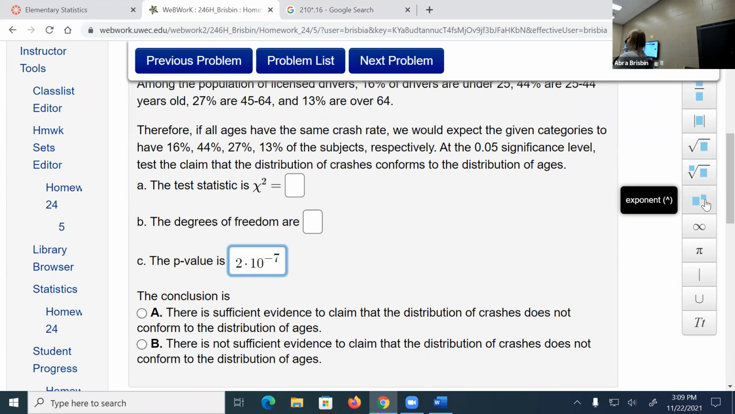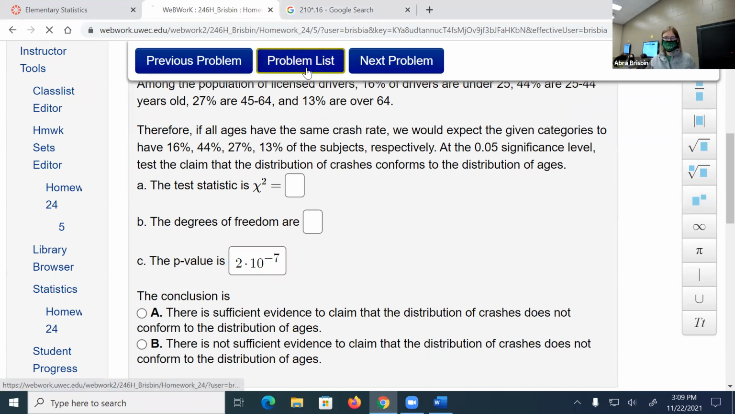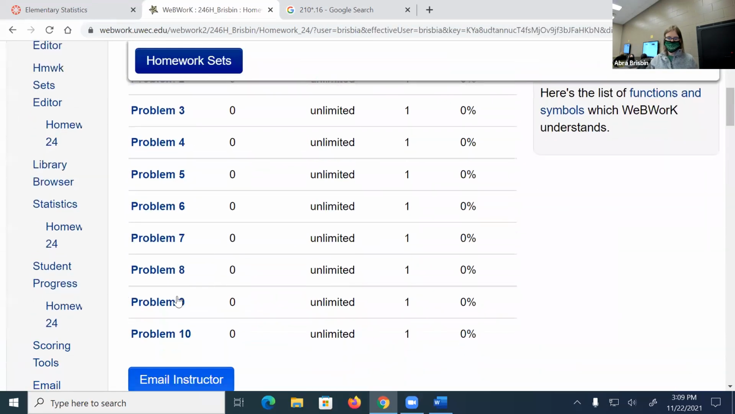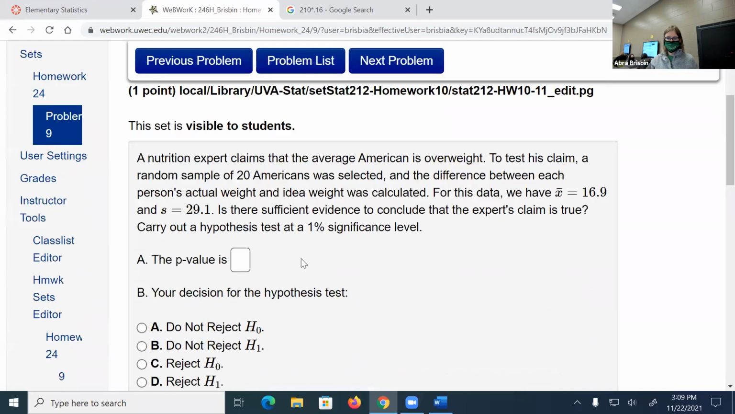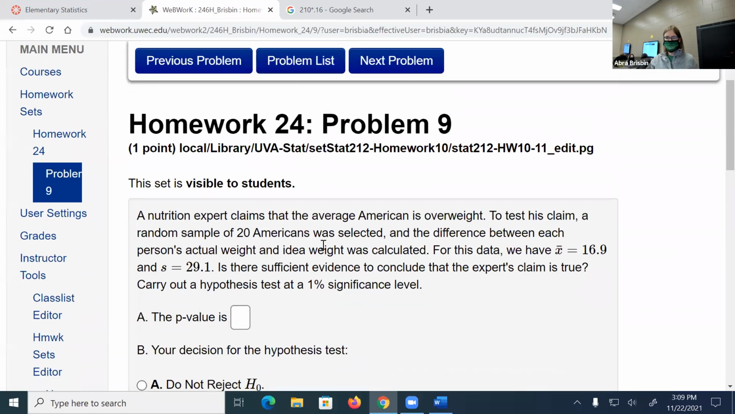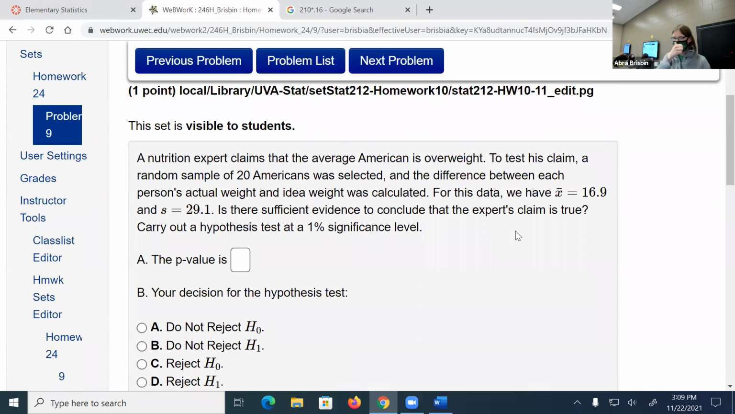Other questions on the homework? Problem 9. So for this problem, the nutrition expert has computed the difference between each person's actual weight and ideal weight.